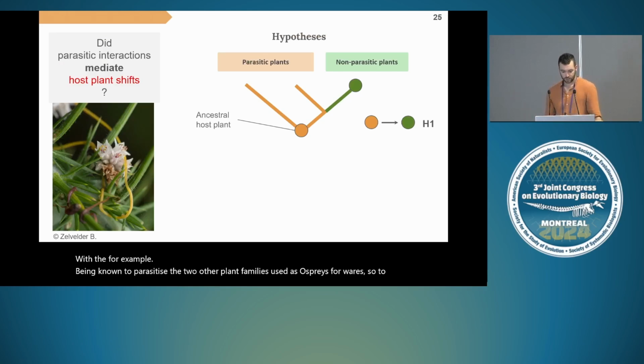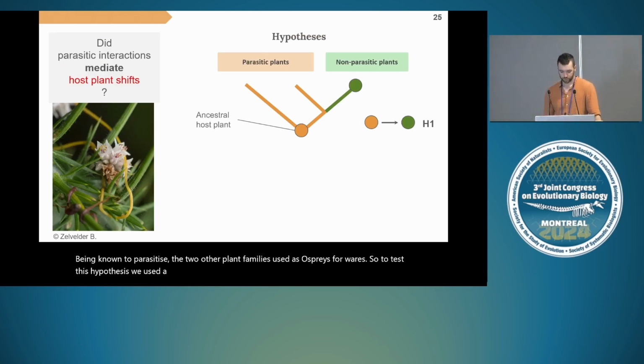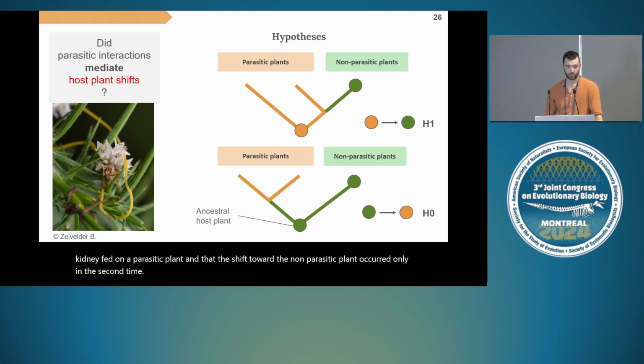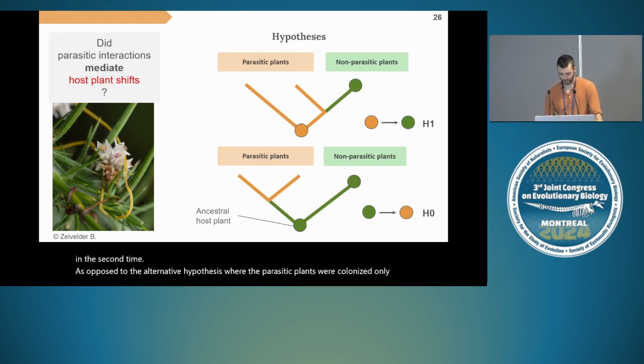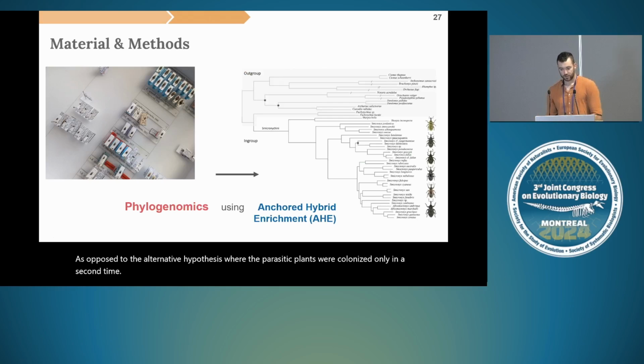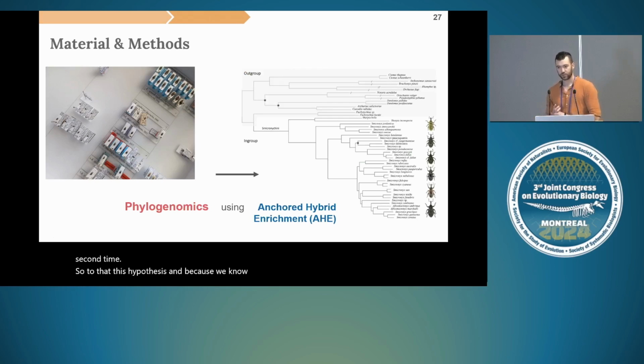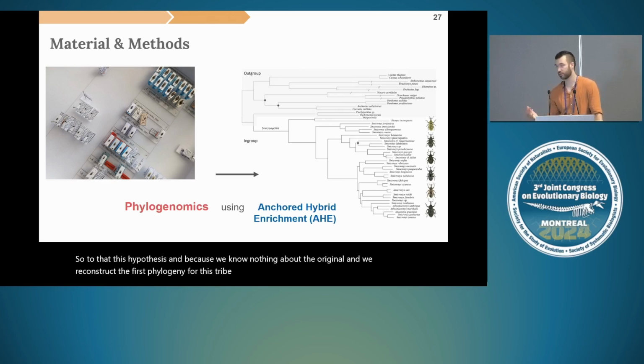So to test this hypothesis, we used a phylogenomic approach. If this interaction played a role in the host plant shift dynamic in these weevils, we expect that the common ancestor of all Smicronychini fed on a parasitic plant, and that the shift toward the non-parasitic plant occurred only in a second time, as opposed to the alternative hypothesis where the parasitic plants were colonized only in a second time. And because we know nothing about the evolution of Smicronychini, we reconstructed the first phylogeny for this tribe using a phylogenomic approach and anchored hybrid enrichment.